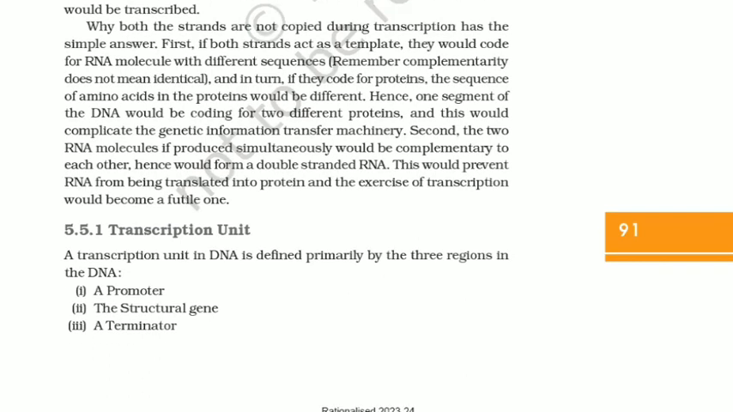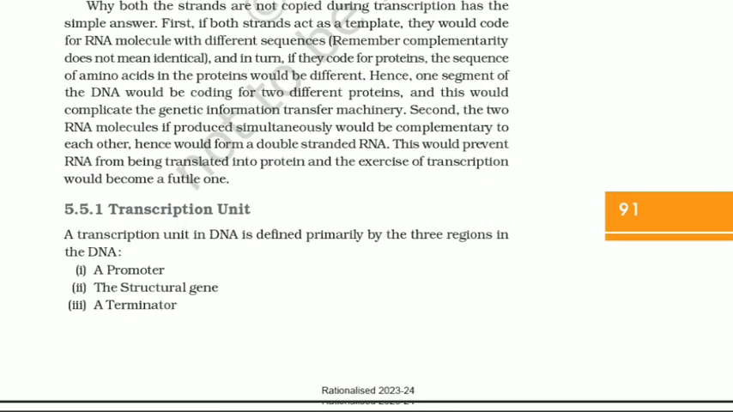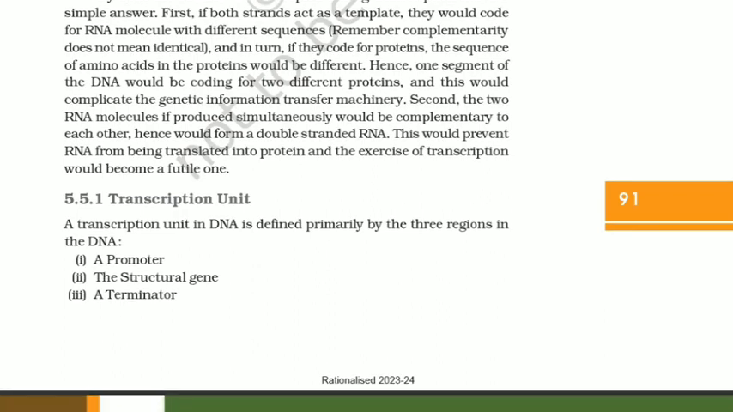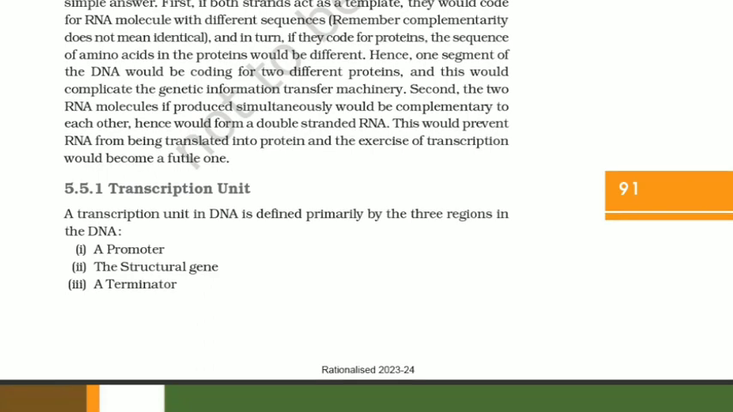Why are both the strands not copied during transcription? It has a simple answer. First, if both strands act as a template, they would code for RNA molecules with different sequences. Remember, complementarity does not mean identical. And in turn, if they code for proteins, the sequence of amino acids in the protein would be different.